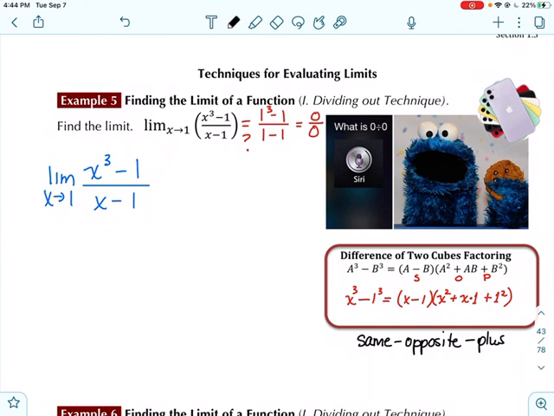In fact, I have it up there. Finding the limit of a function, number one, the dividing out technique. And you see I have Cookie Monster there. If you ask Siri, what is 0 divided by 0? Cookie Monster has a little story to go along with that.